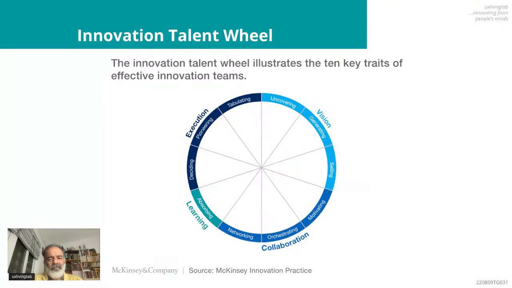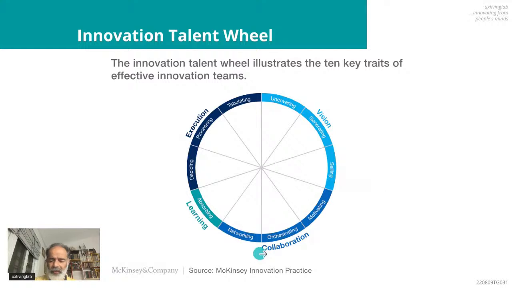We are presenting a very interesting model, the innovation talent wheel. This innovation talent wheel illustrates the 10 key traits of effective innovation teams. What are they? Look into the vision. Vision contains uncovering, generating, and selling. These are the important three factors of vision.